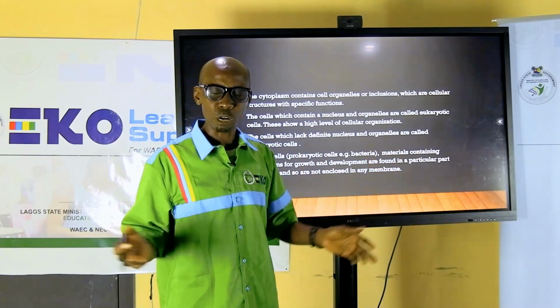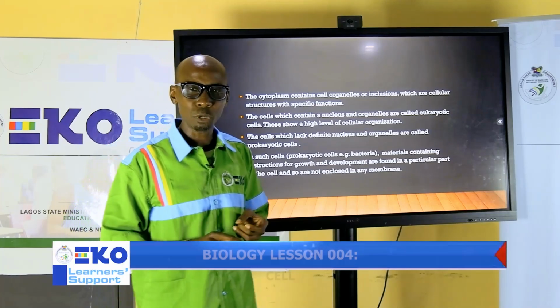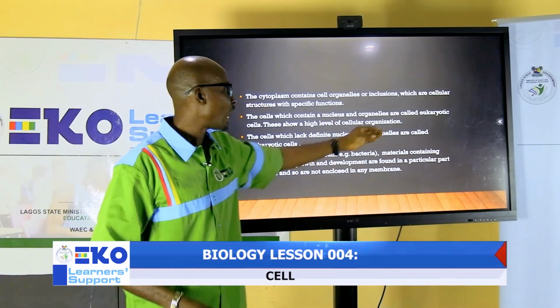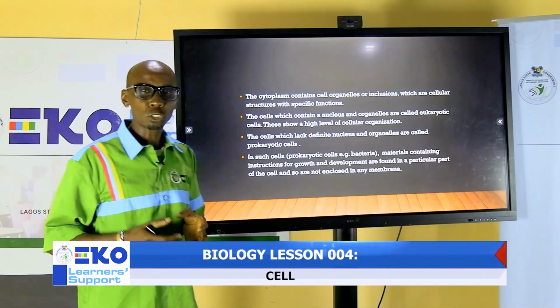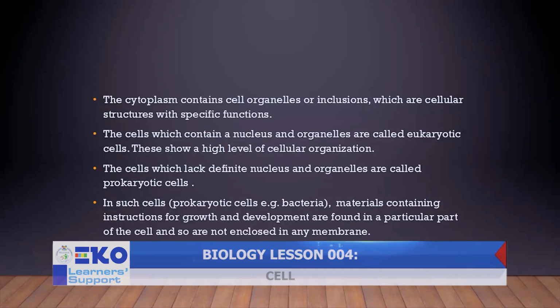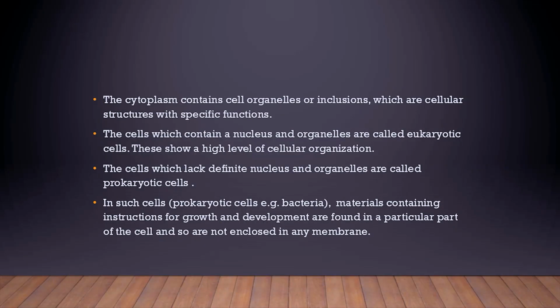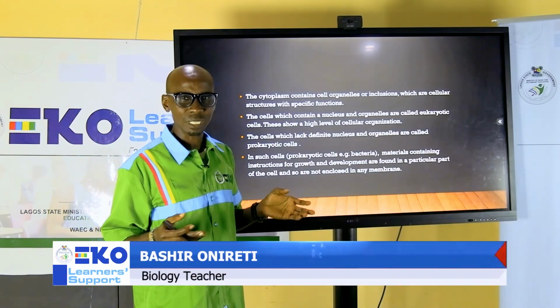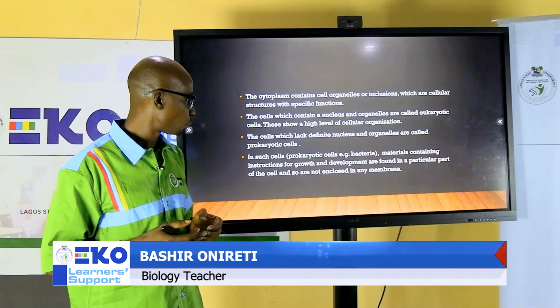Those cells are the ones we refer to as eukaryotic cells. Majority of the cells in our body, the red blood cell, the cheek cell, the onion cell, all these are eukaryotic cells. But some cells have the nucleus and some organelles missing. Those cells are the ones we call prokaryotic cells. Example is bacteria. Example is our white blood cell and the nerve cell, and so on and so forth.